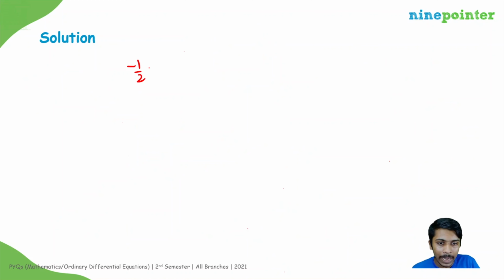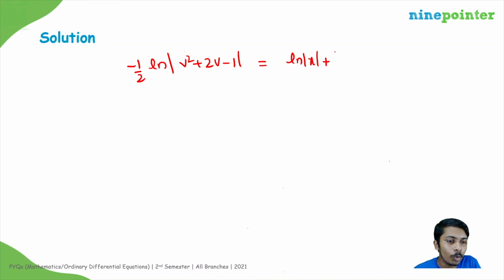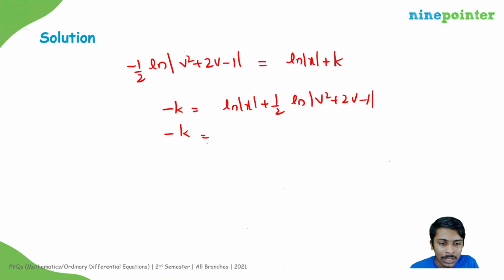So we had minus 1 by 2 log mod v square plus 2v minus 1 equal to log mod x plus k. Okay. Then we can just rearrange this again. We can rearrange this into minus k is equal to log mod x plus half log mod v square plus 2v minus 1. Okay. That is minus k equal to.